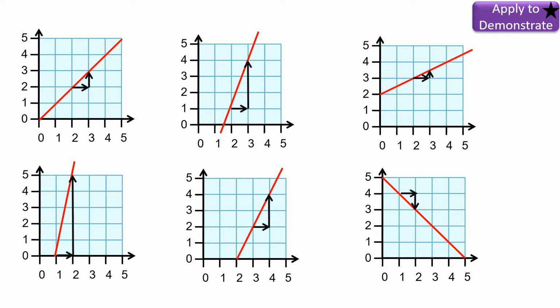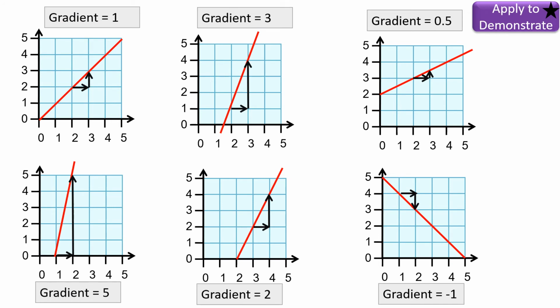So if I look at all the gradients here, all the gradients are going to be how many squares you go up after you've been across. So go 1 across, 1 up for the first one, 1 across, 3 up is the gradient of 3, 1 across, a half up, a half, 1 across, 5 up, 5, 1 across, 2 up, gradient of 2, and the last question, because it's going the opposite direction, we're still going 1 across, 1 down. Because it's going down, we know that it's going to be a negative gradient.